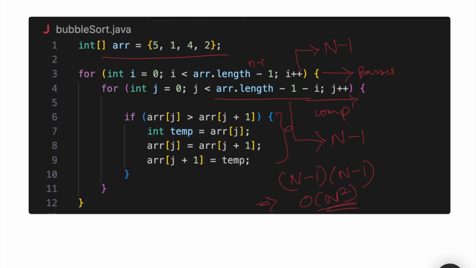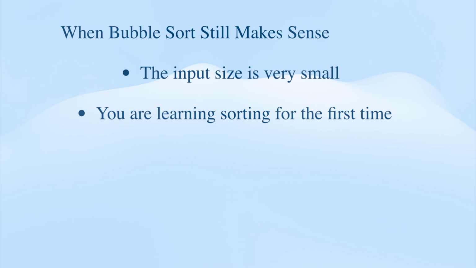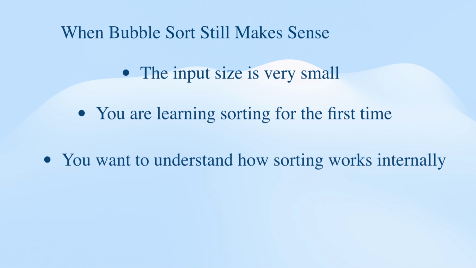So from the code we can easily understand that bubble sort compares again and again and again, even if the array is almost sorted. So bubble sort still checks everything. For large inputs, this means too many comparisons and too many swaps. That's why bubble sort has big O of n squared time complexity and becomes very slow. So now let's see the cases where bubble sort still makes some sense. That is when the input size is very small, you are learning sorting for the first time, or you want to understand how sorting works internally. We may not use bubble sort much in coding, but it will definitely add to your sorting technique knowledge.